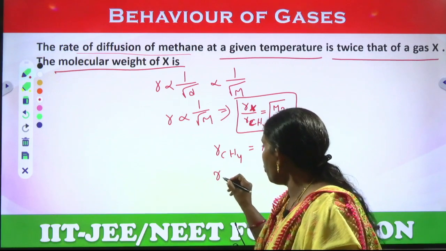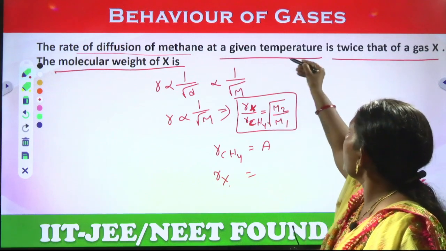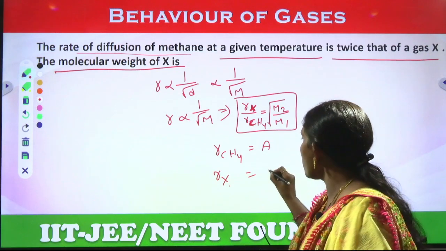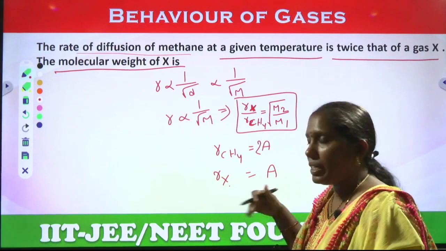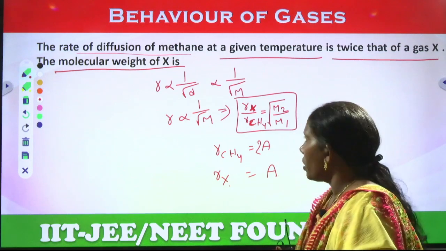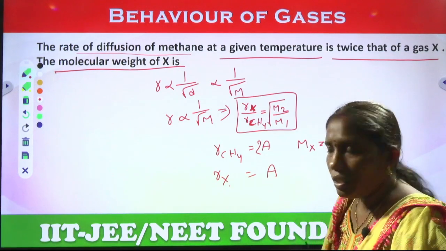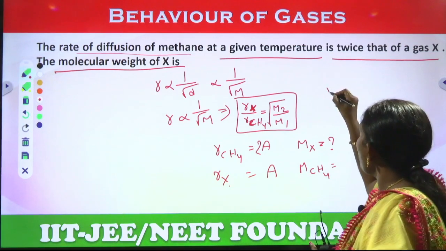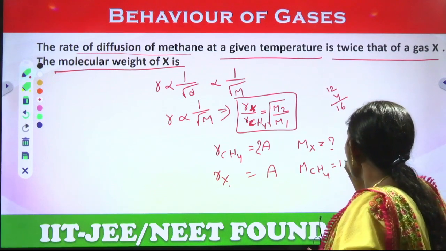Then the rate of diffusion of X, that is what is given. The rate of diffusion of methane at a given temperature is twice that of gas X. So Rx you have to consider as A. Then the rate of diffusion of CH4, methane, will be 2A, twice that of X. And we don't know the molecular weight of X, that is what we have to calculate. The molecular weight of CH4 is, for one carbon 12, for 4 hydrogens 4, so 12 plus 4, it is 16.